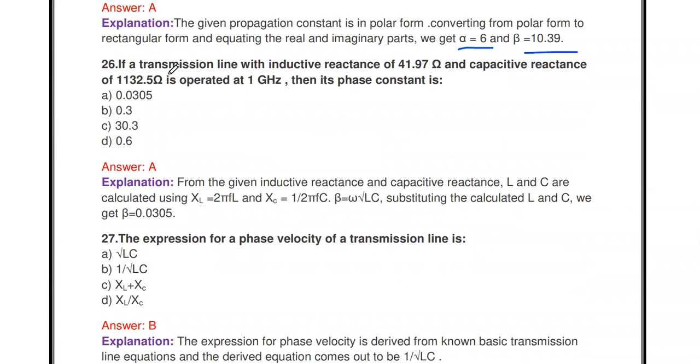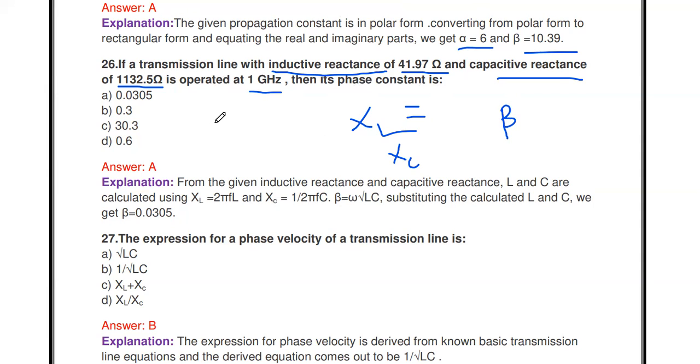The next one: if a transmission line with inductive reactance 41.97 ohms and capacitive reactance 1132.5 ohms is operated at 1 gigahertz, then its phase constant is dash. So here the inductive reactance XL is given, the reactance of the inductor, 41.97. Similarly, the capacitive reactance XC is given, and the operating frequency is 1 gigahertz. Then what is the question? Phase constant. Phase constant means we have to find beta.